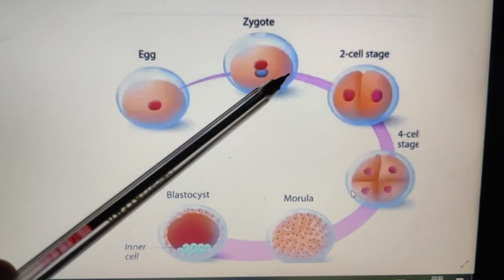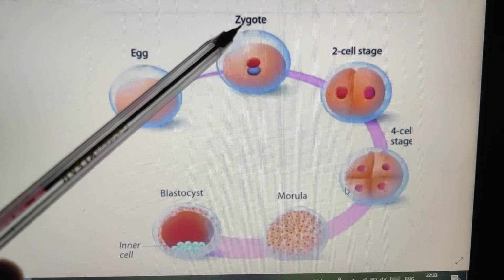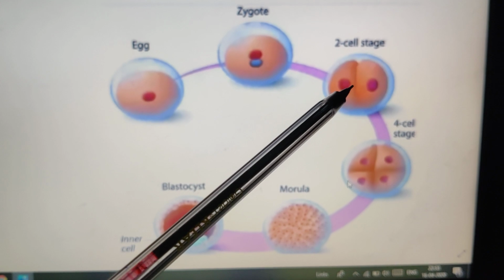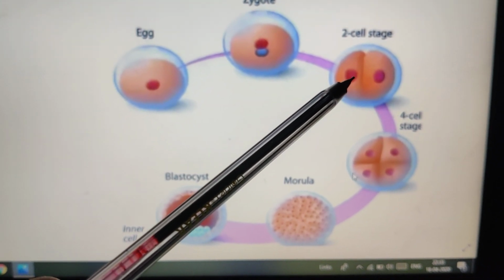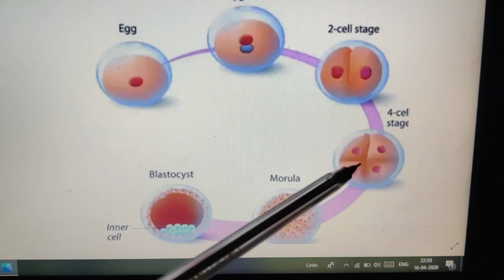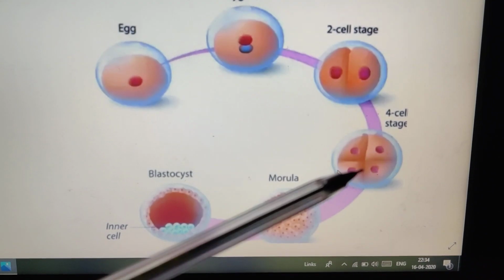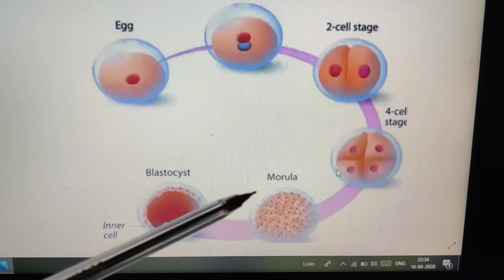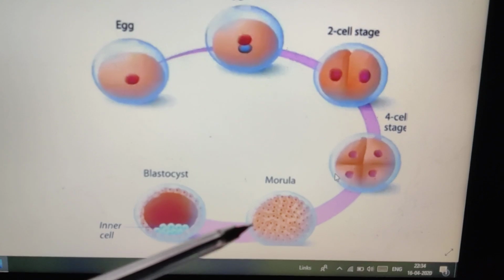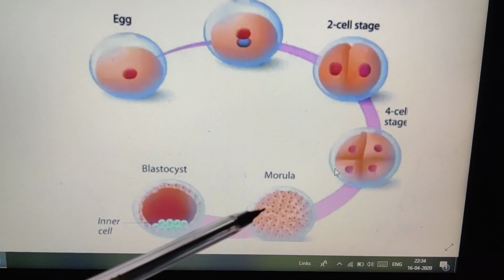During this stage, these are the two nuclei which fuse and form the zygote. The zygote divides to form a two-celled structure. After that, they form a four-cell stage. All these four cells again divide by mitotic division to form eight, and after many divisions they form a 16 to 32 celled structure. This resulting structure is termed the morula.